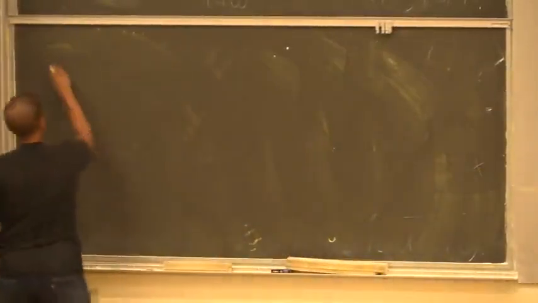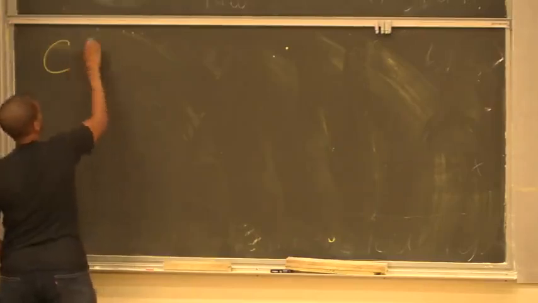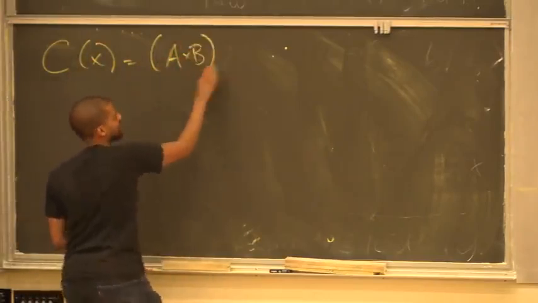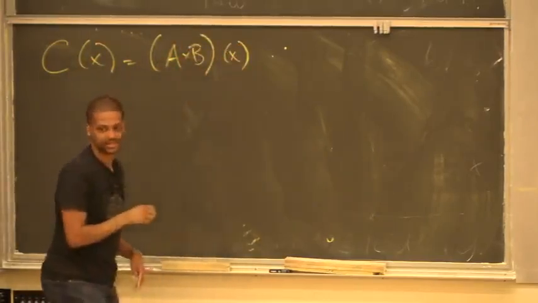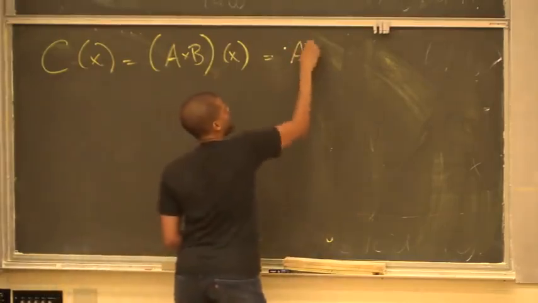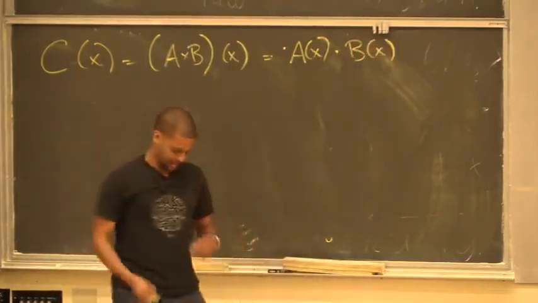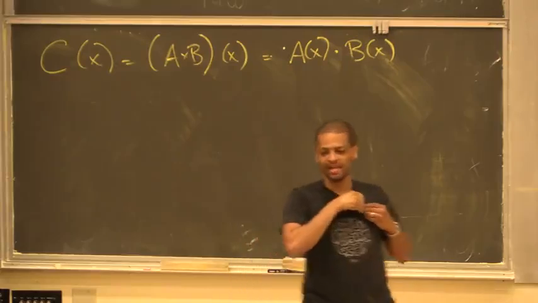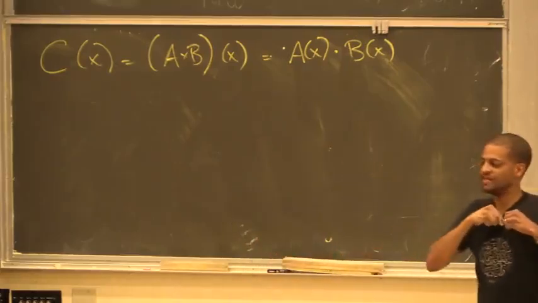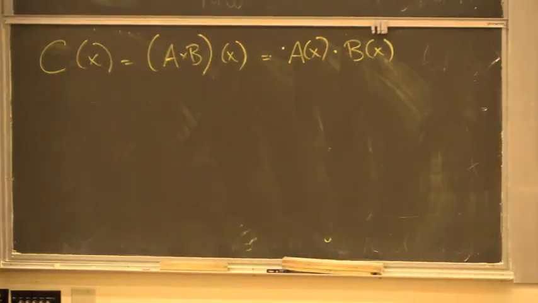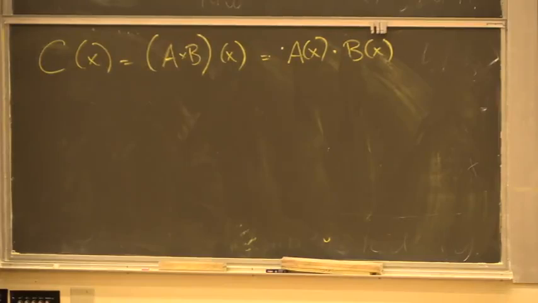Yes, it's true that C of x is equal to a times b as polynomials evaluated at x. But it's also equal to a of x times b of x. Right? So we don't actually need to multiply a times b. We can just evaluate a, evaluate b at that point. Now we have two numbers, and we just multiply those numbers together.